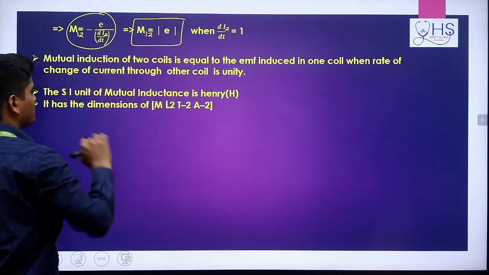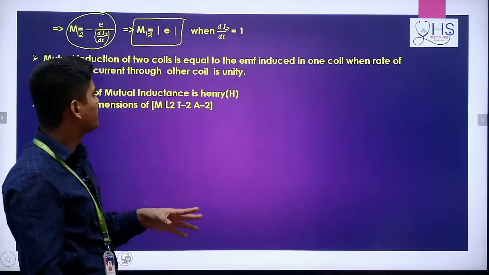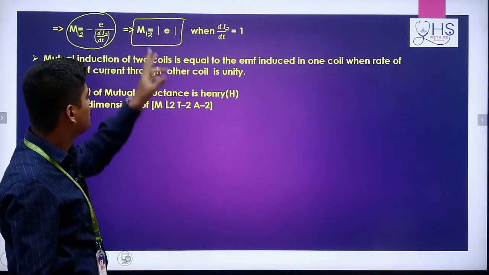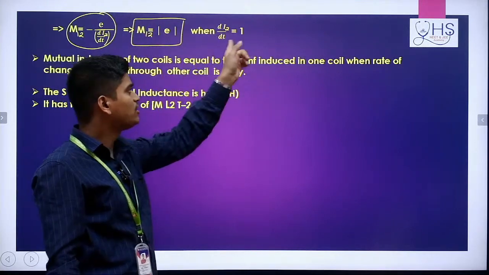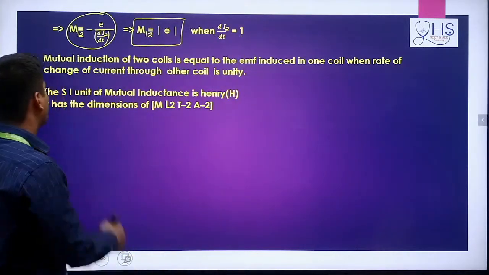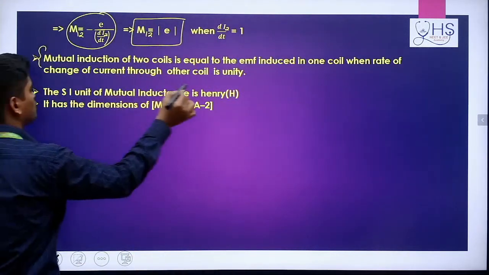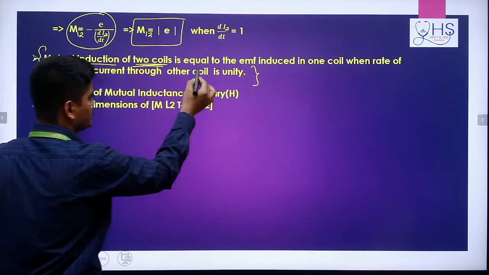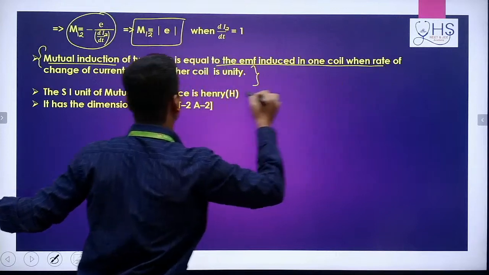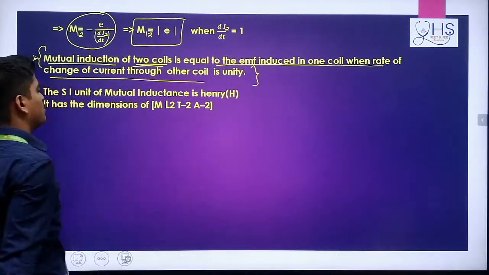So that means the mutual inductance in coil 1 due to coil 2 is equal to the EMF when the rate of change of current is equal to 1. So that is one definition you can write here. What is the definition? The mutual induction of two coils is equal to the EMF induced in one coil when the rate of change of current through the other coil is unit.